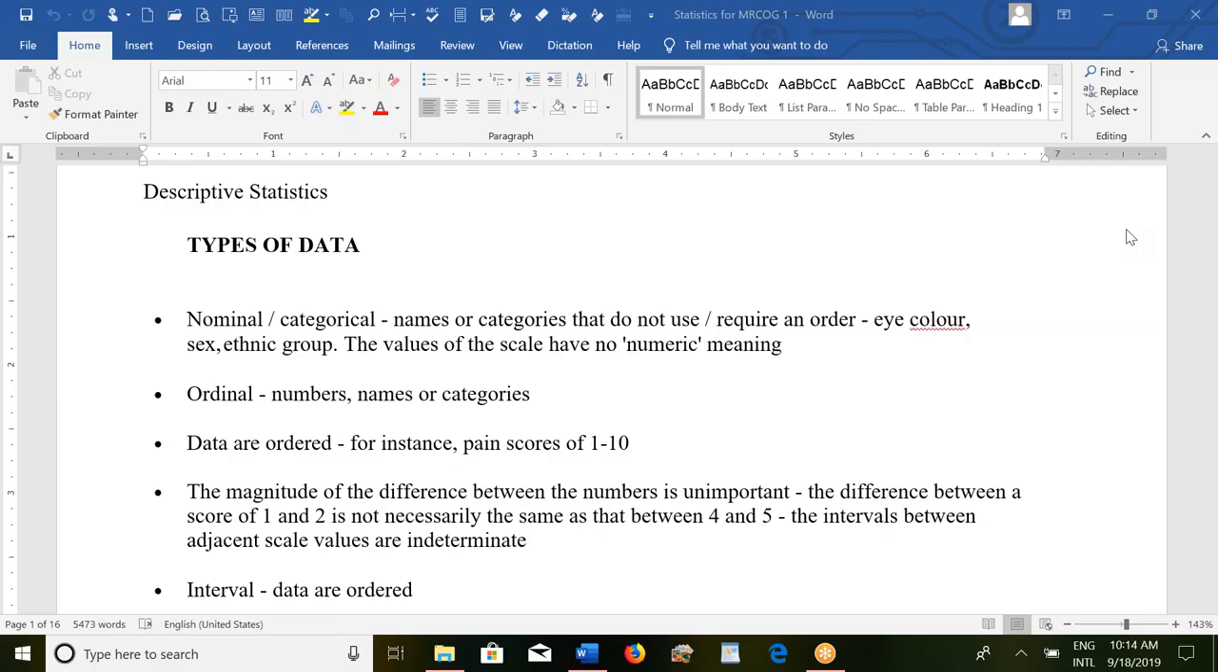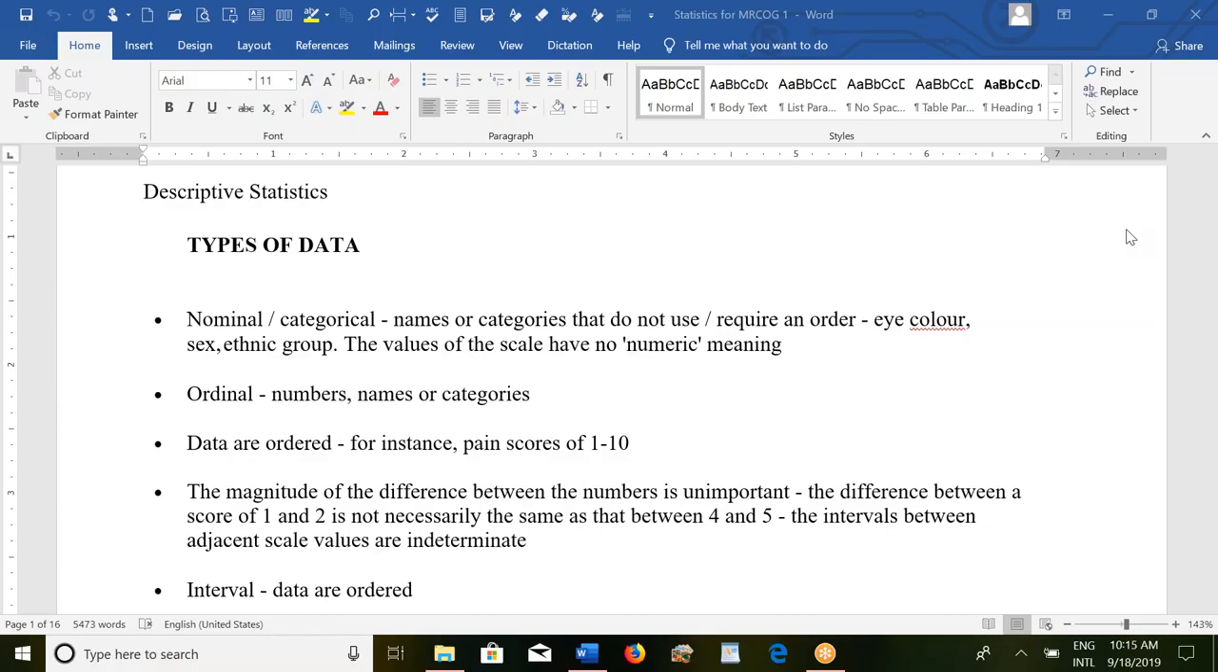So there are different branches. We are concerned with descriptive statistics. Why? Because we have to give results of studies, results of investigations. We have to describe them and we will give them in the form of data. So data is very important. It can be of many different types.